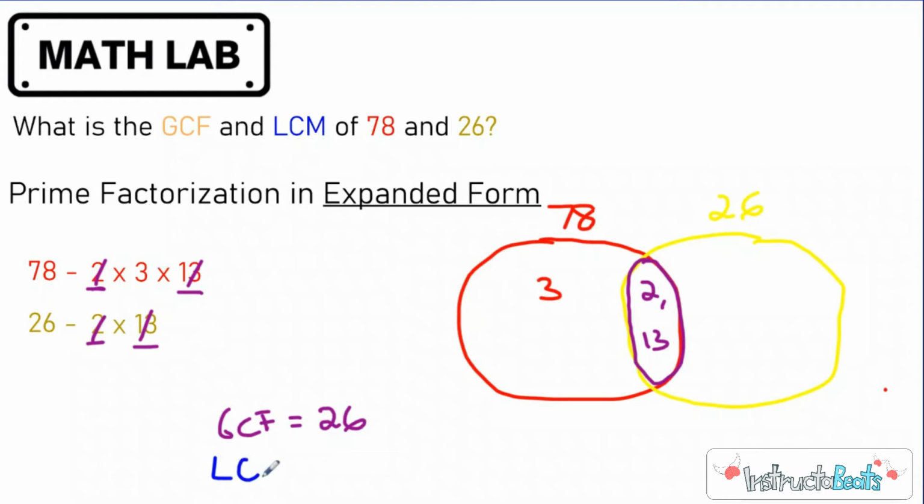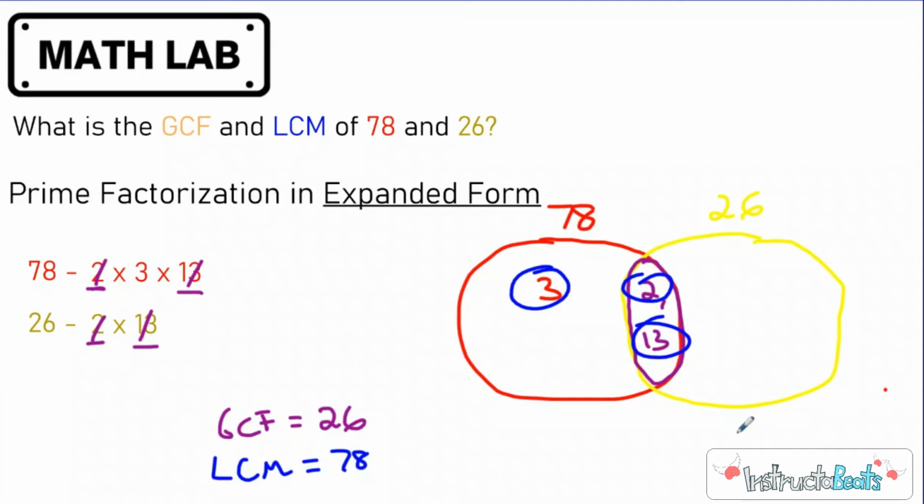To find my least common multiple, what I'm going to do is multiply all the numbers in my Venn diagram. I'm going to find the product of 3 times 2 times 13. And when I multiply 3 times 2 times 13, I'm going to get 78. So this one's kind of funky, because the greatest common factor is 26 and the least common multiple is 78. That typically doesn't happen, but that's okay. This is how we can use our prime factorization and our Venn diagram to quickly find the least common multiple and greatest common factor.